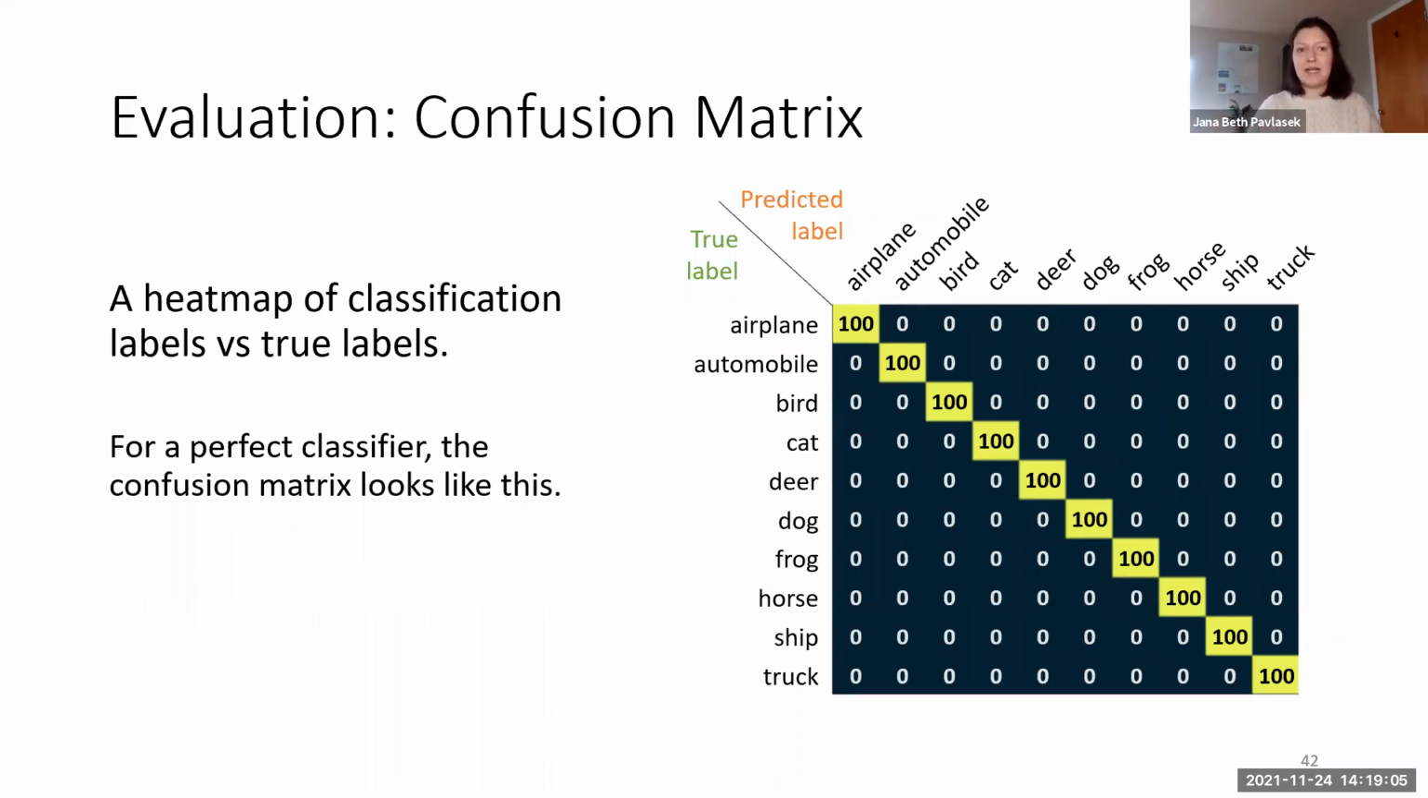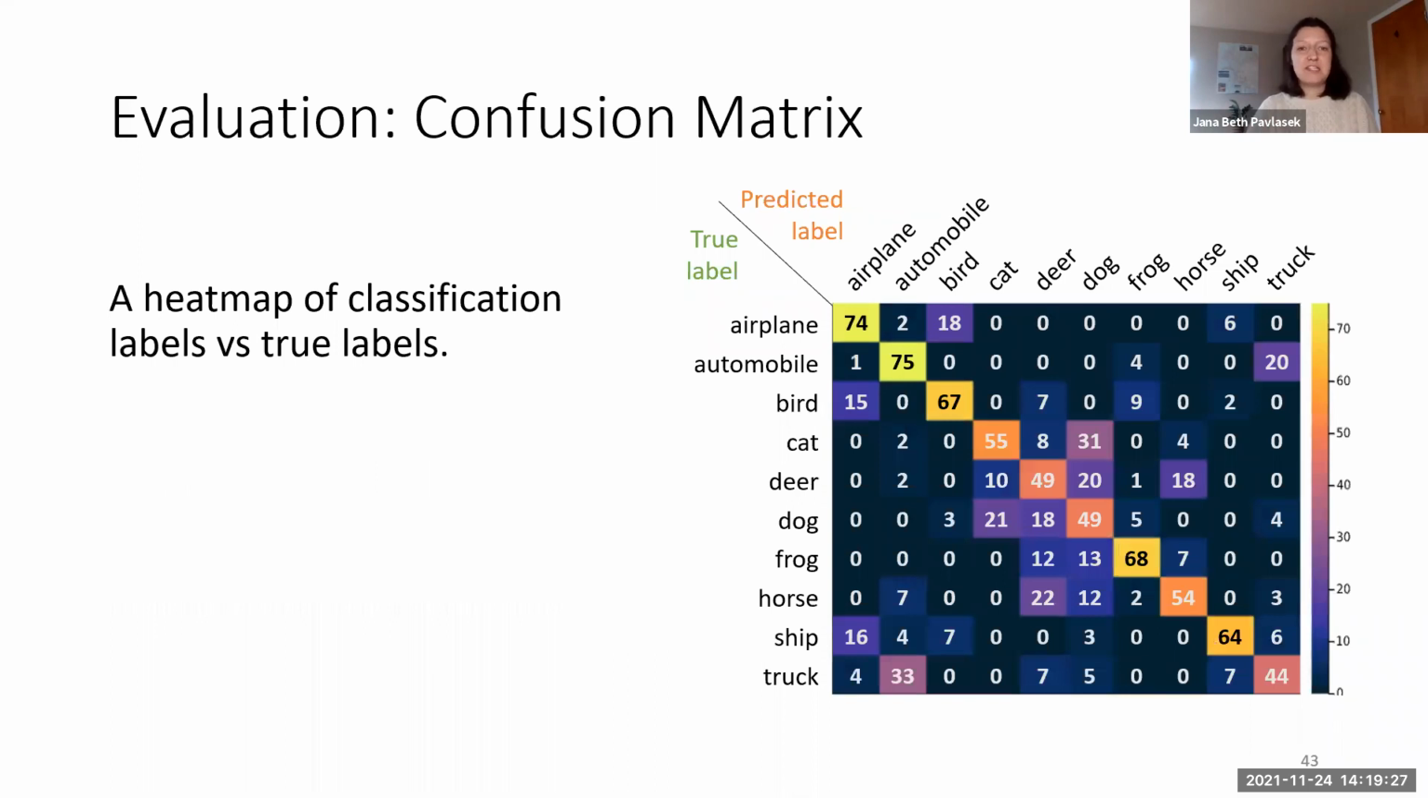It basically gives you a heat map of classification labels versus true labels. So here, all of the airplanes were classified as airplanes, all the automobiles were classified as automobiles, etc. It is very unlikely that you get an absolutely perfect classifier like this.